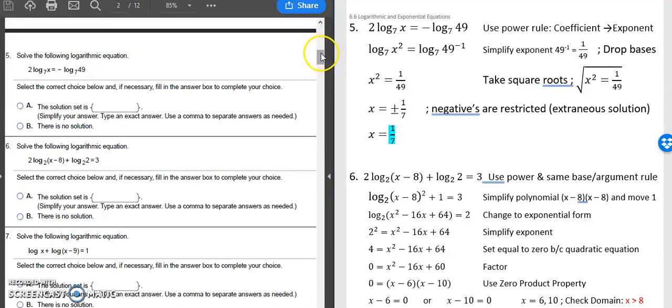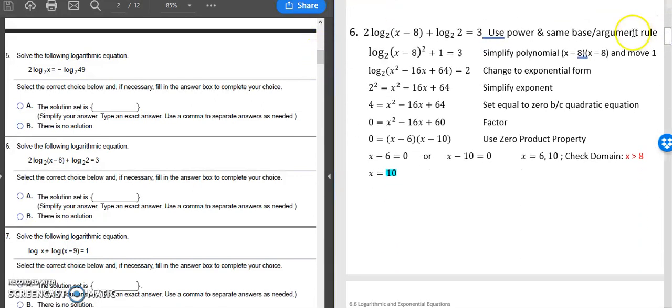For number 6 now, we have 2 log base 2 of x minus 8 plus log base 2 of 2 equals 3. So first we want to use the power rule over here on the left side. We'll take this 2, make that the exponent. Over here we have the same base and argument situation. We'll evaluate that and change that to a 1. Now we need to subtract the 1 from this side of the equation. So that's how we get a 2 here.